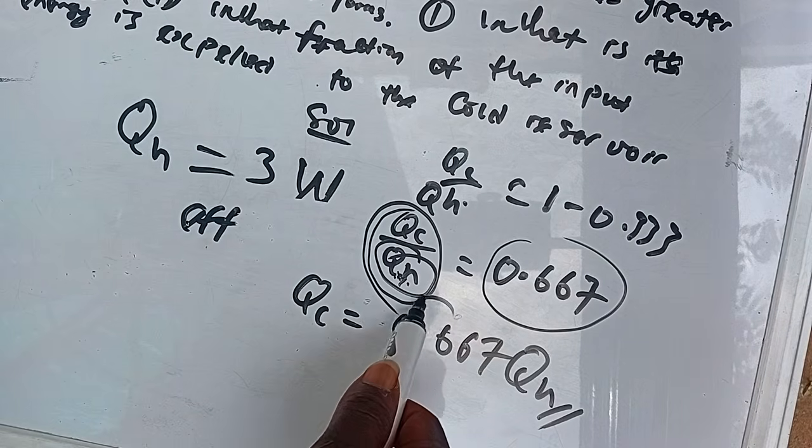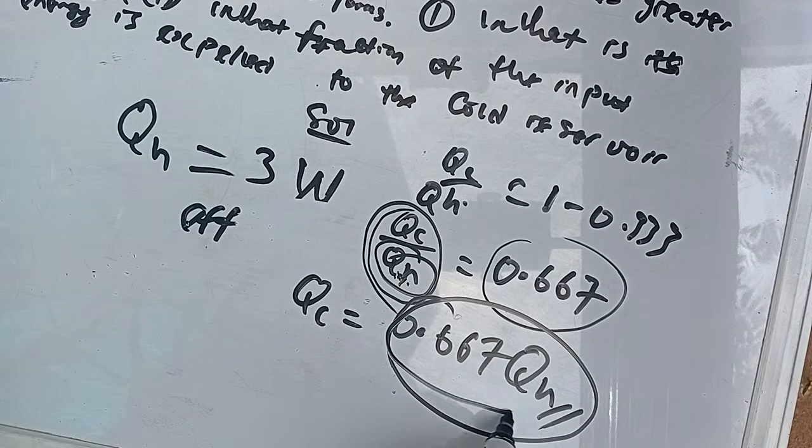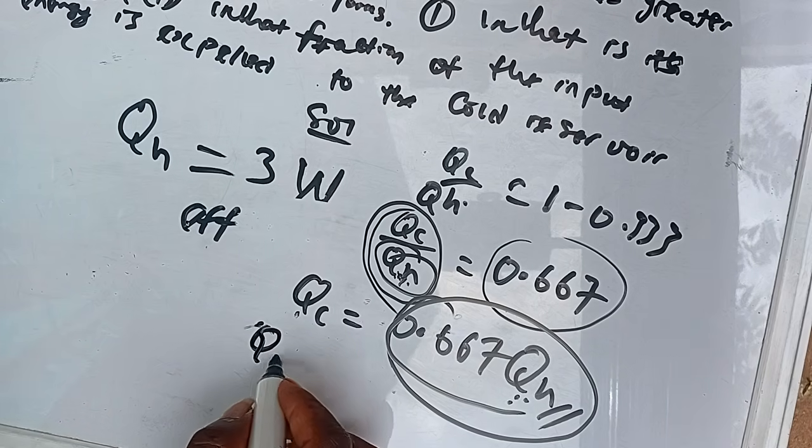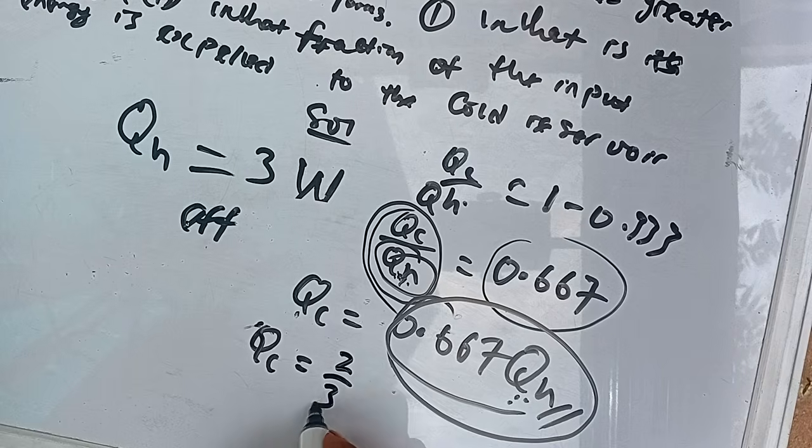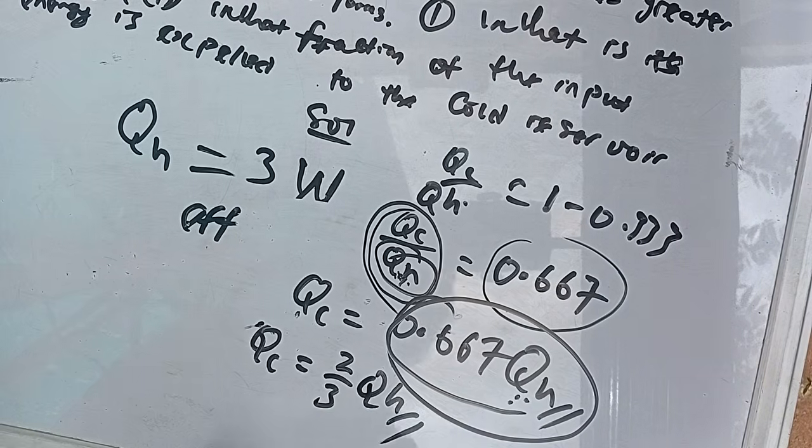So this is the fraction of the QH that went to QC. 0.667, we can rewrite it as QC equals 2 over 3 QH. 2 over 3 is 0.67. So 2 over 3 is the fraction of QH that went to QC. I hope that's clear now.